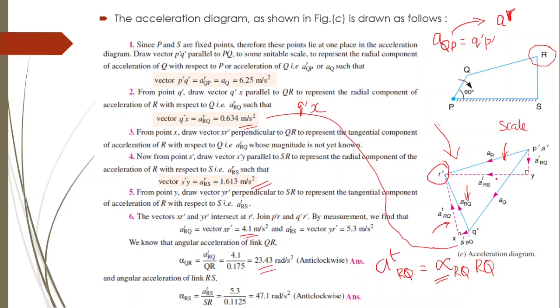Similarly, we can measure the tangential component of acceleration of R with respect to S and multiply by the scale, then we get 5.3 meter per second square. This value divided by RS will become alpha RS, the angular acceleration of R with respect to S, which is equal to 47.1 radian per second square. Both are in the anti-clockwise direction.